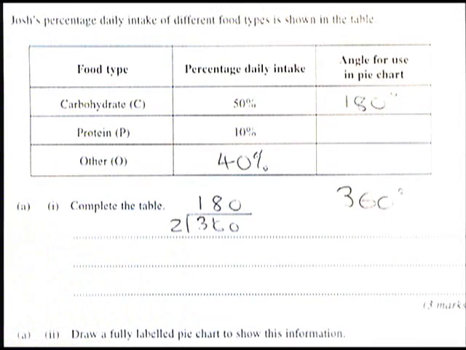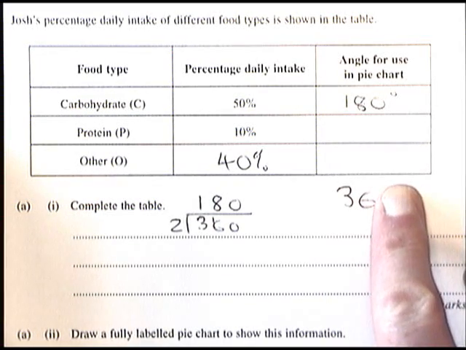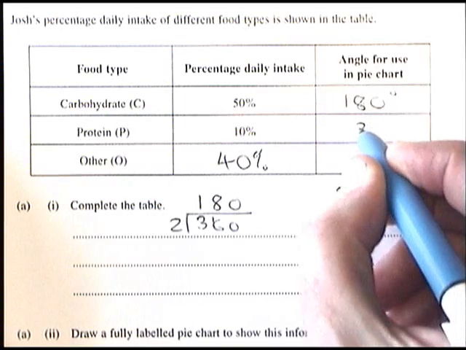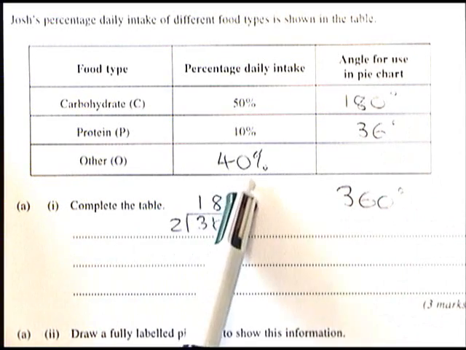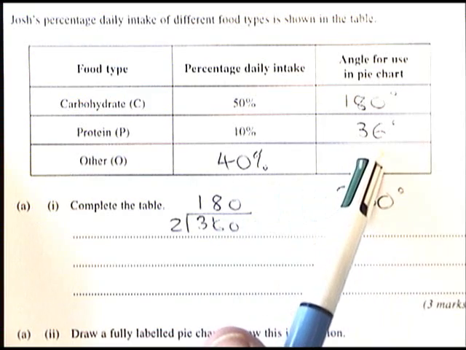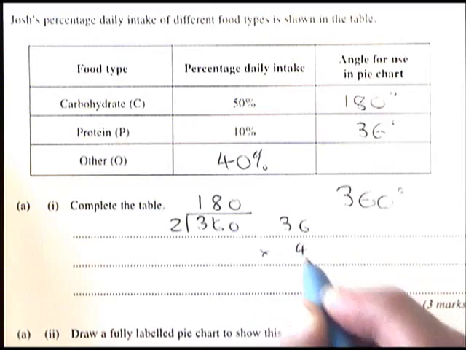Next, you've got to do something for the 10% number. Protein is 10%. So in here, you've got to do 10% of 360. To get 10% of something, you just knock the noughts off the end. So that's nice and easy. That's going to be 36 degrees. 40%, well, it's 4 lots of that. So I need to do 36 times by 4.